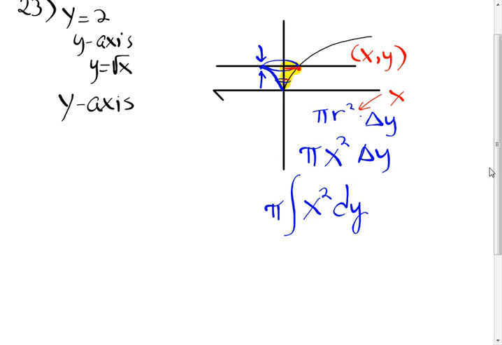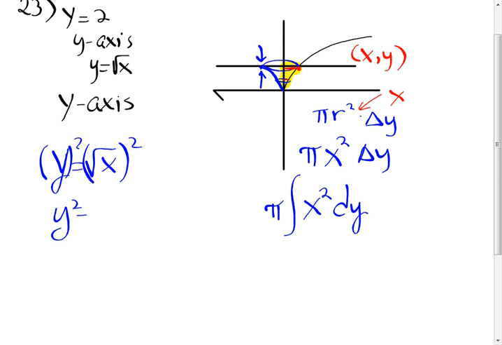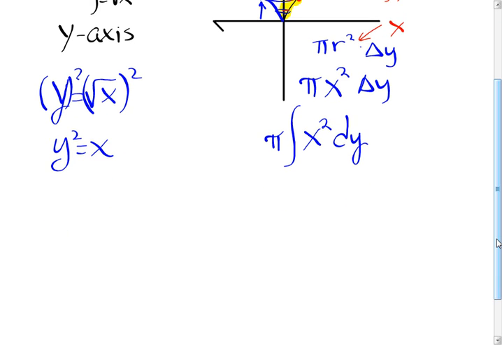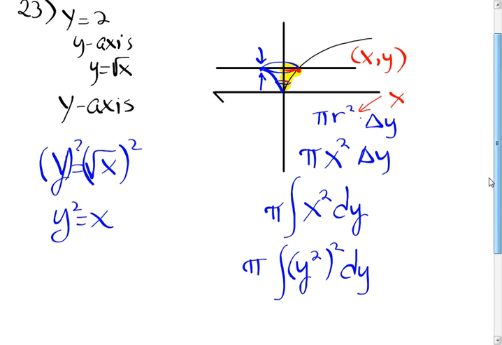Y equals the square root of x. So I have to solve for x in terms of y. So we'll square both sides. So y squared is equal to x, and so we're going to put that in there. So it's pi. Then they did ask us to integrate this. And so it's the integral of y squared squared. You see y squared again? Because x is squared and x is y squared. dy, and where are we going to go? Starting at 0 and go up to 2.